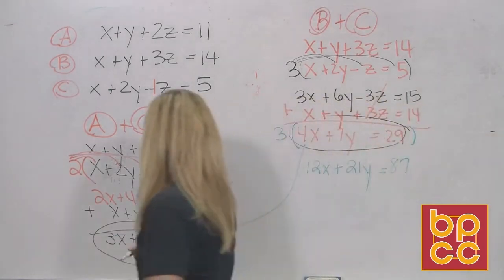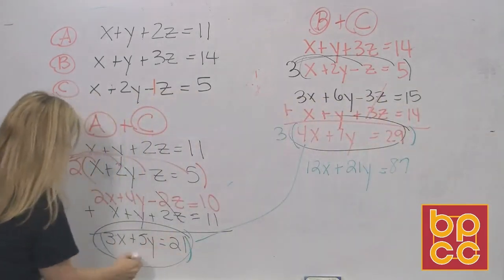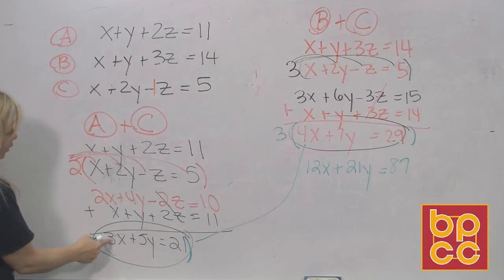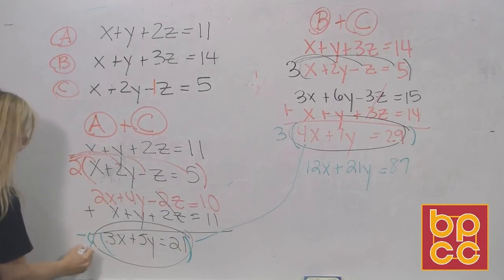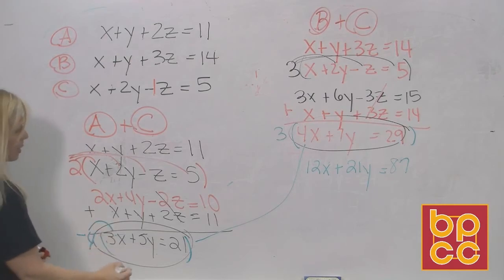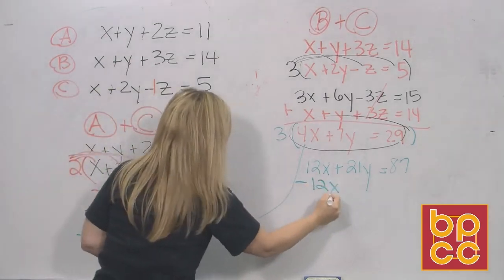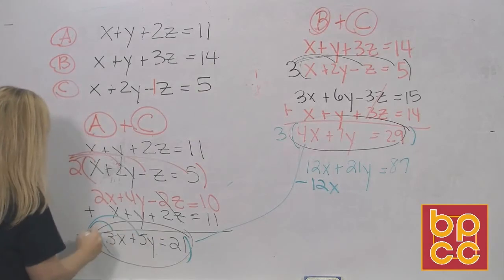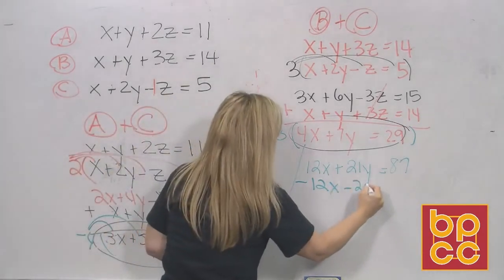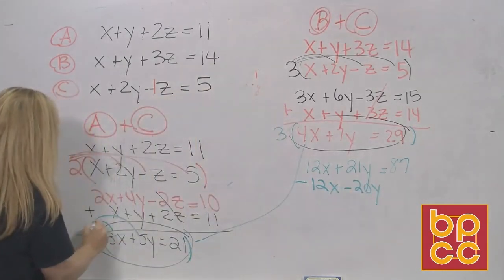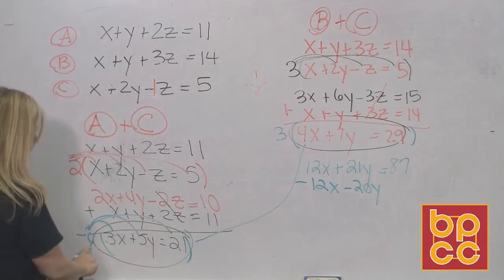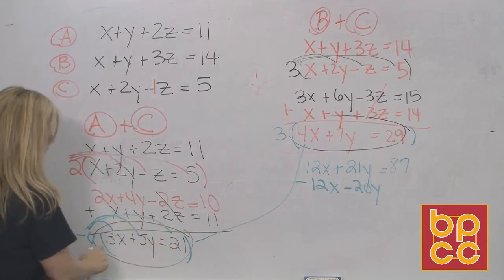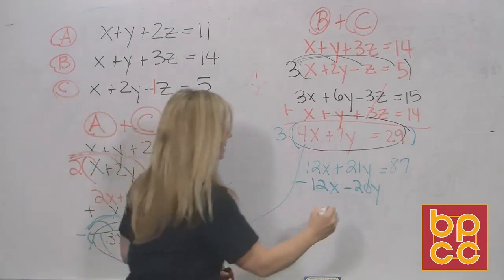Now, we want to cancel the x's, so we want the x to be a 12. We're going to have to multiply 3 by 4, but we want this to be negative, so we're going to multiply by negative 4. So negative 4 times 3x is negative 12x. Negative 4 times 5y is negative 20y. Negative 4 times 21. 4 times 20 is 80. 4 times 1 is 4, so that's negative 84.